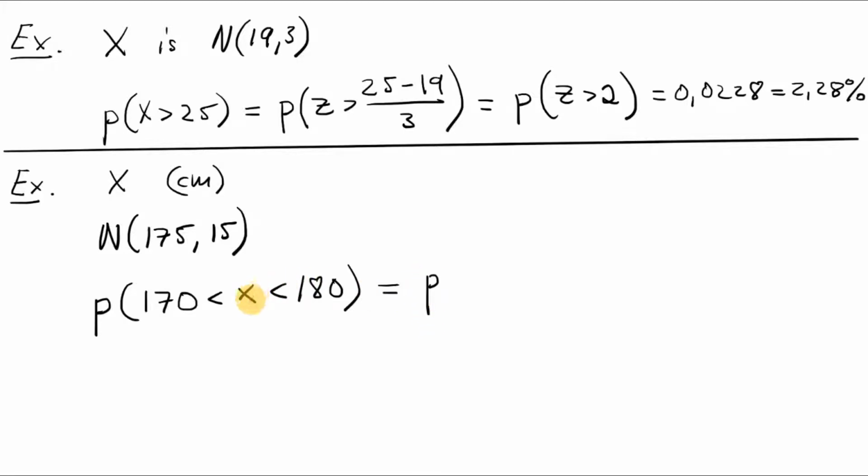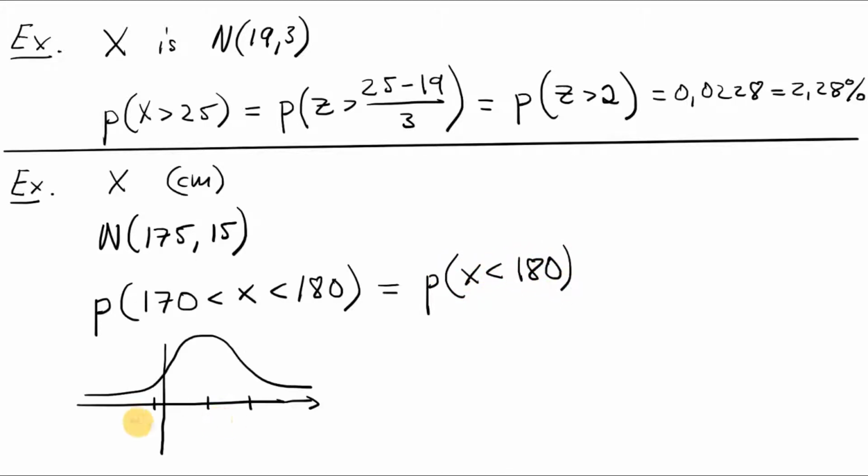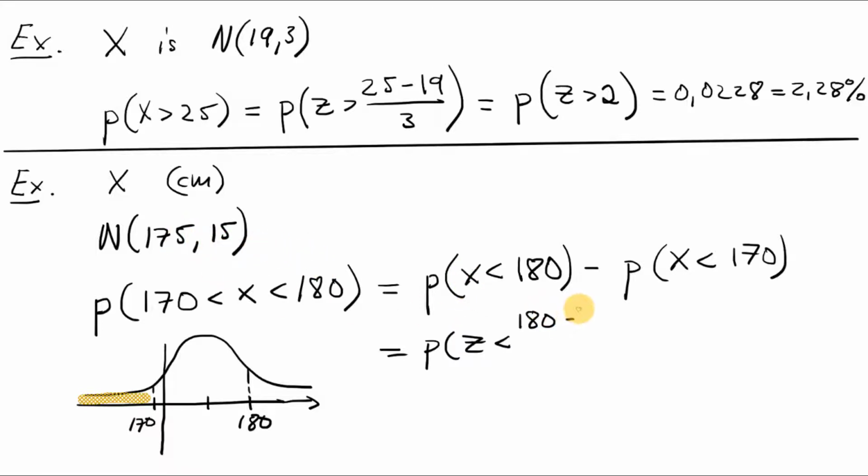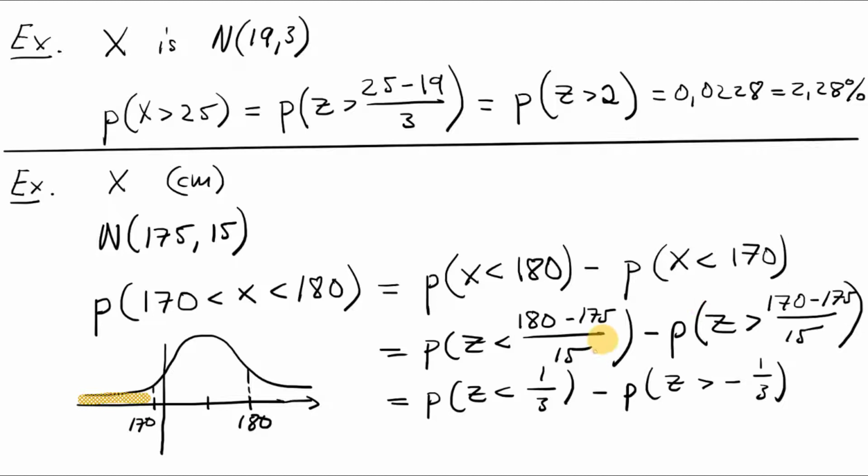We can take x less than 180. So if here is 170, here is 180. Then we take this one, which is this one, and then we subtract this part here. That is x less than 170. Now we just can change this to z, and then we need to take minus 175 divided by 15. And the same here. And this is equal to a third, and this is equal to minus a third.